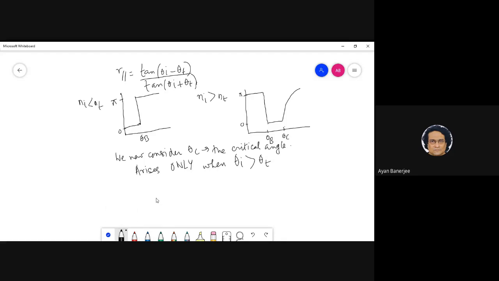By the way, one thing that I forgot to write: for the Brewster angle, how is the refractive index related to the Brewster angle? Please keep this in mind. Anybody? The tangent of the Brewster angle is equal to what? It is nt by ni.